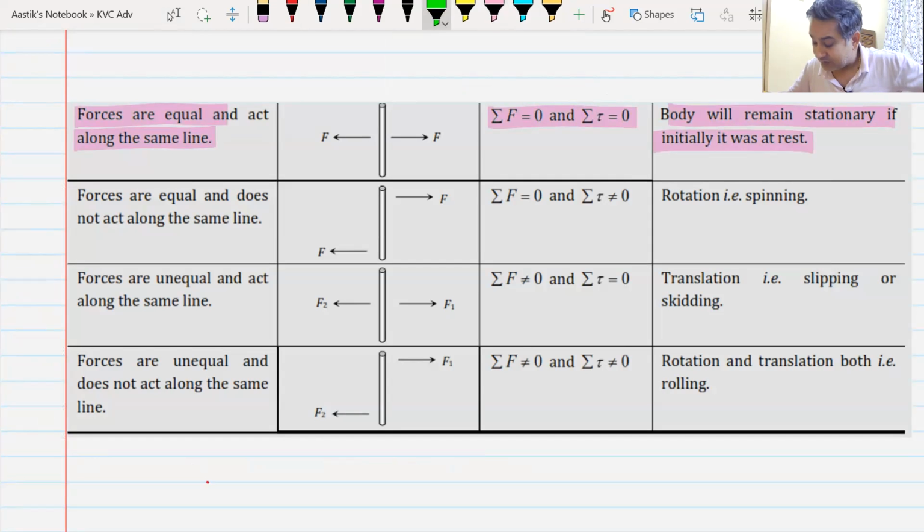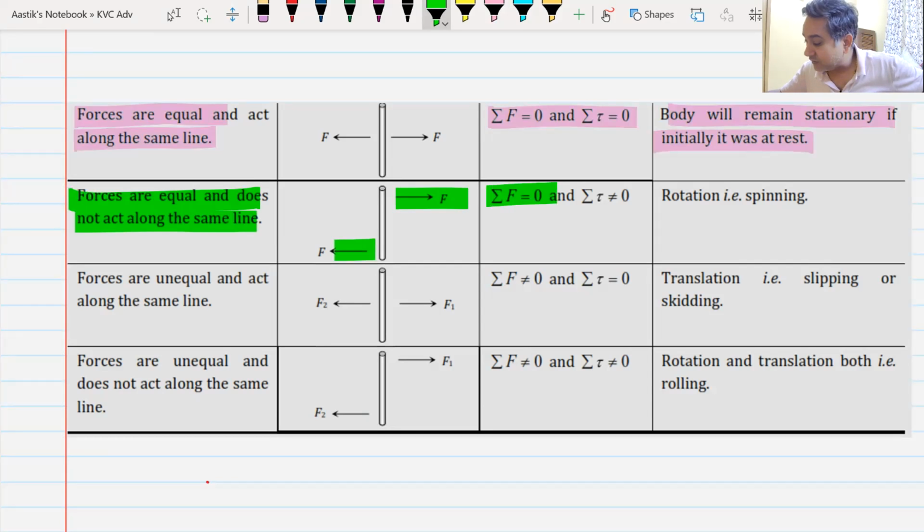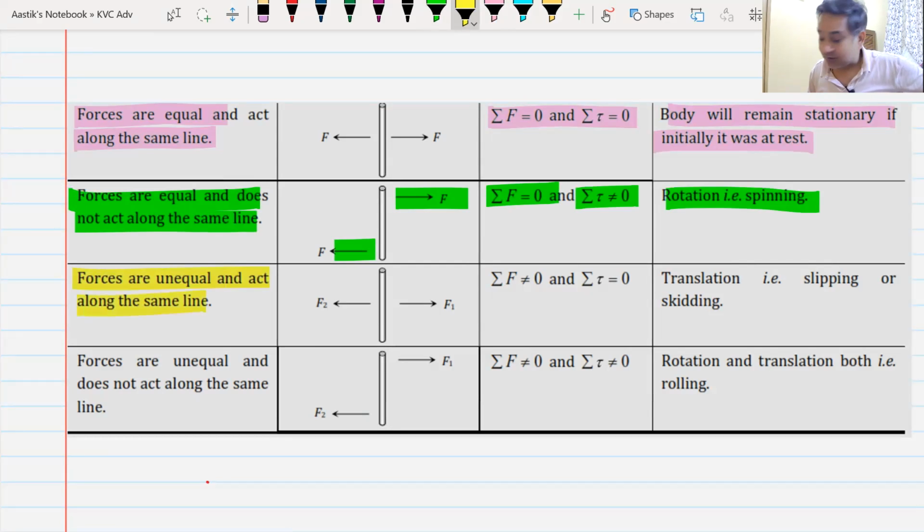Second case, first listen to me, then write. Forces are equal but do not act along the same line. So one force is here and the other force is here. Net force is 0, but net torque is not 0. The body is going to rotate. There is torque.